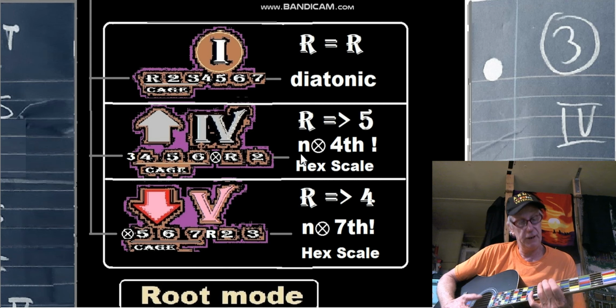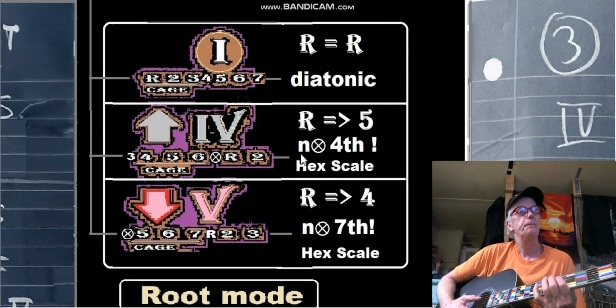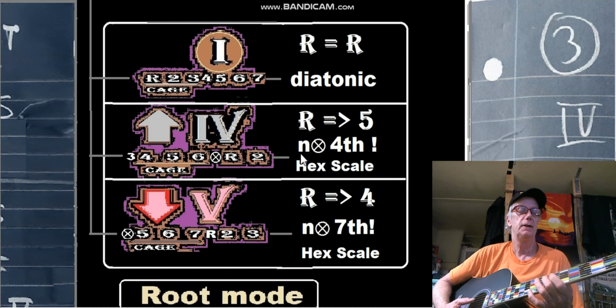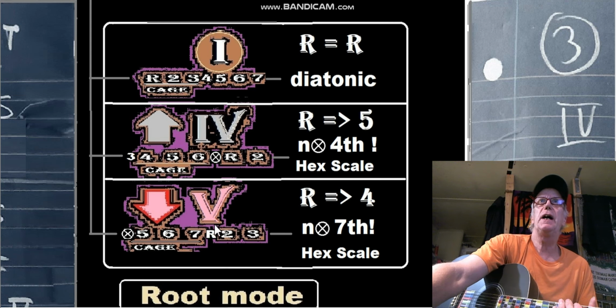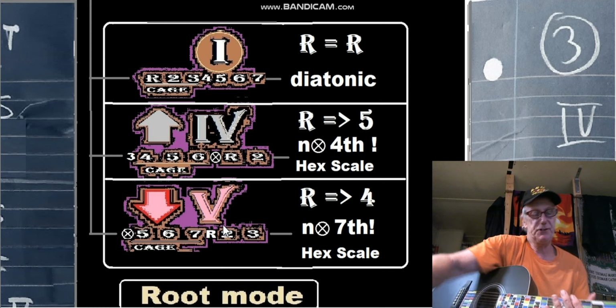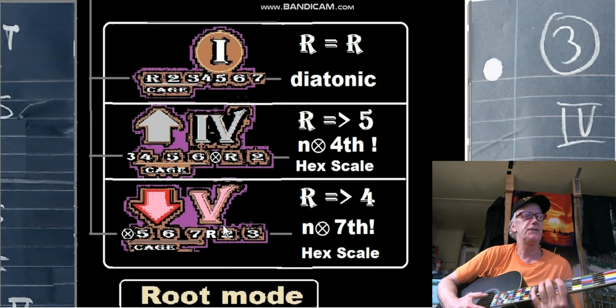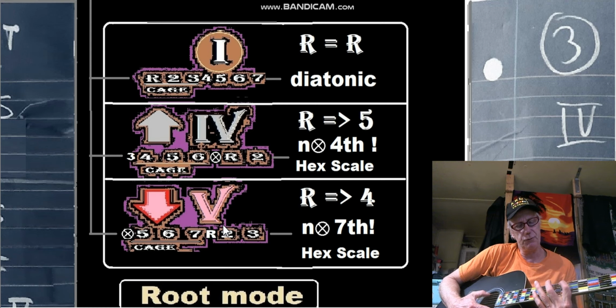Root, 2, 3, blank, 5, 6, 7, root. I had to think about that for a second. And then similarly with the fifth, now a 6-note scale is going to be without its seventh. Here it is with its seventh. With its seventh: root, 2, 3, 4, 5, 6, 7.